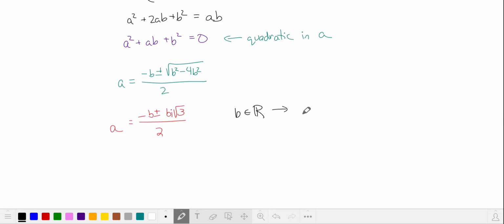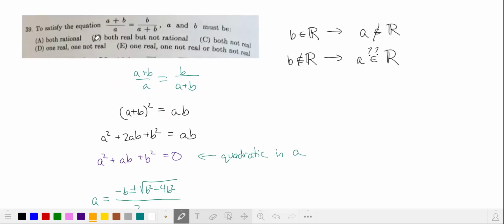Nothing cancels out this i here, so a is not going to be a real number. If b is not a real number, we still don't know if that i is going to be canceled. So we don't know then if a is a real number. Let's look at our answer choices. We know that they both can't be real, so we can eliminate B. We don't know if they're both not real. Depending on the value of b, a could be real, so we'll eliminate C.